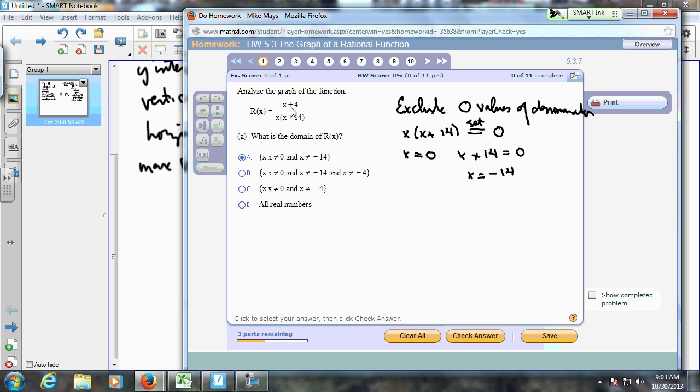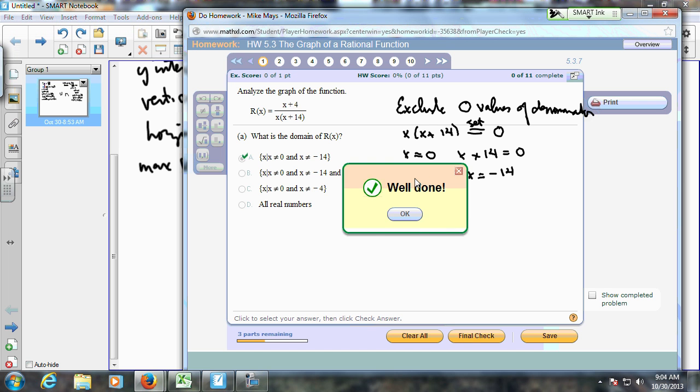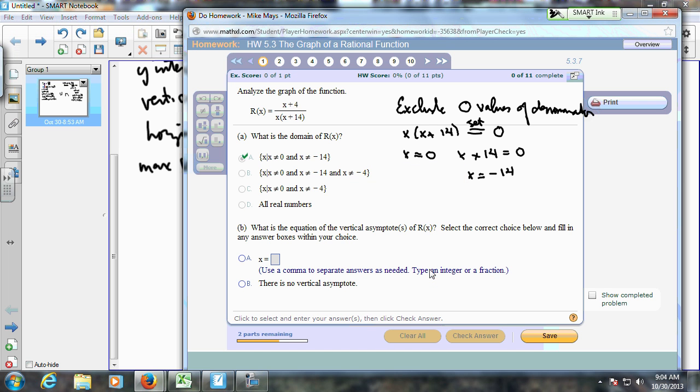Notice that x plus 4 is 0 when x is equal to minus 4. But x equals minus 4 makes the numerator of that fraction 0, and a fraction with a 0 on top is just fine. It has a value of 0 as the function value. That certainly makes sense. It's something that is in the domain. So it's only those two values that need to be excluded. So we can get that part done.